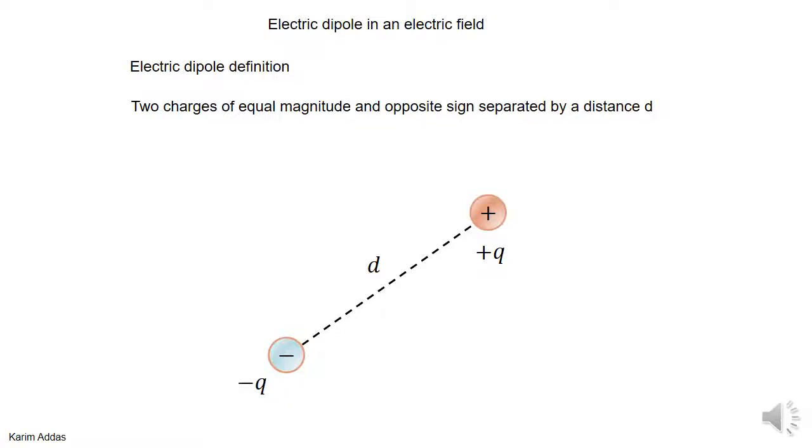In order to understand how a dielectric or an insulating material will affect the capacitance of a device, we need to know and understand the concept of a dipole, an electric dipole. So an electric dipole, basically you have two charges. One is plus Q, one is minus Q, the same magnitude but opposite in sign, separated by some distance d.